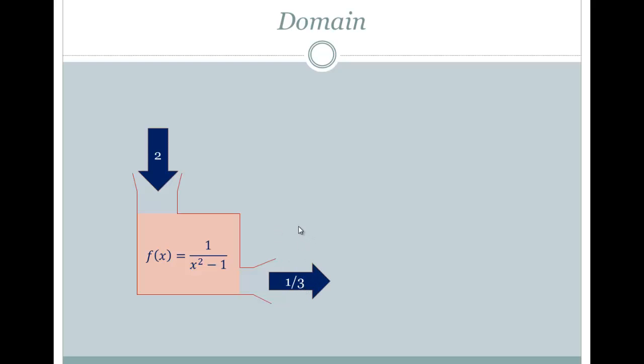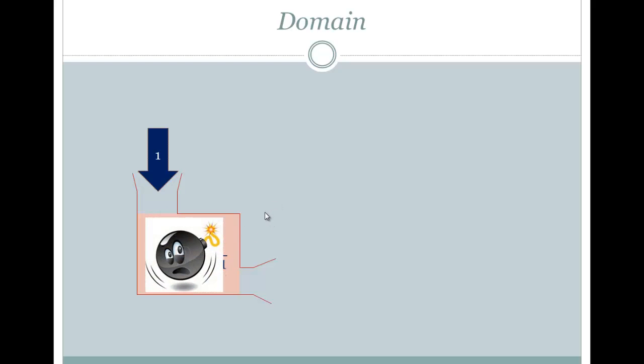Okay, that worked well. Let's try again. Let's plug in 3. 1 over 3 squared minus 1. 3 squared minus 1 is 8, so 1 over 8. There it is. Perfect. Let's plug in 1 and let's see what happens. 1 over 1 squared minus 1, 0 on the bottom. Uh-oh. Problem. That didn't work. Let's try a different number.